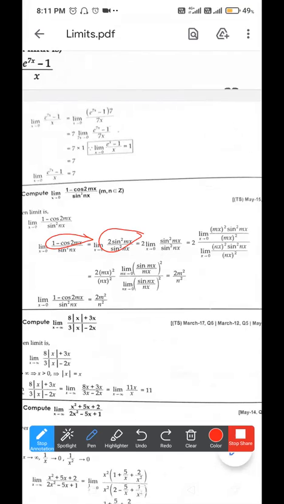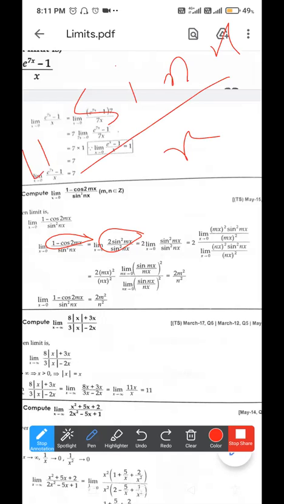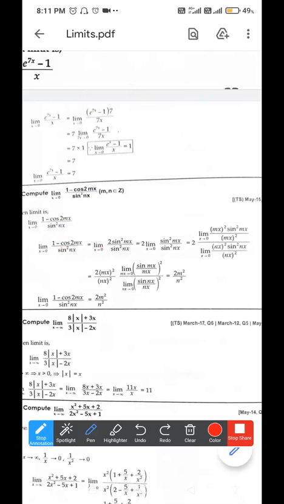They said that limit x tends to 0 of sine x by x is equal to 1, right? But here we are having sine square mx. So what is your x over here? Your x is nothing but mx and it is sine square. So we are going to multiply and divide with mx square. Similarly, in the denominator also, we are going to divide and multiply with nx square.